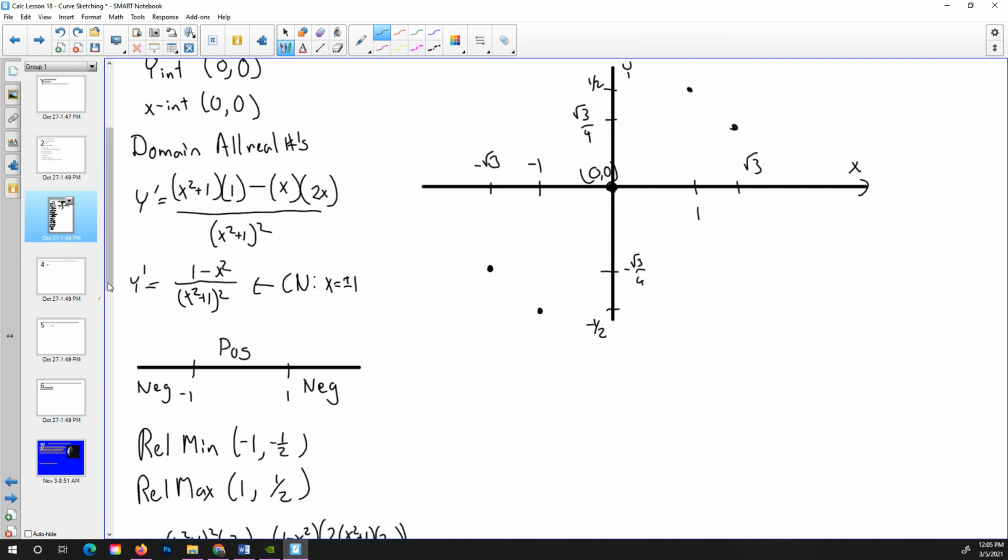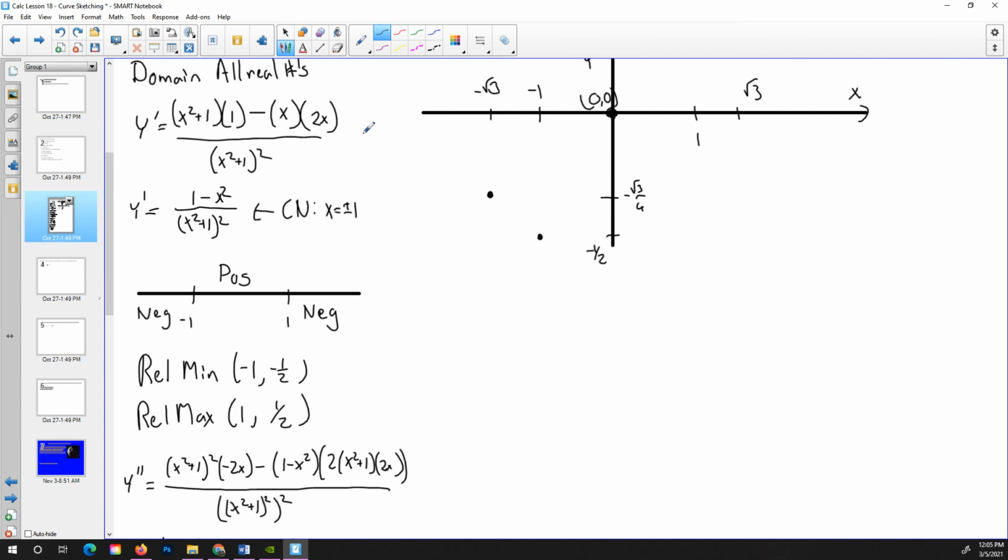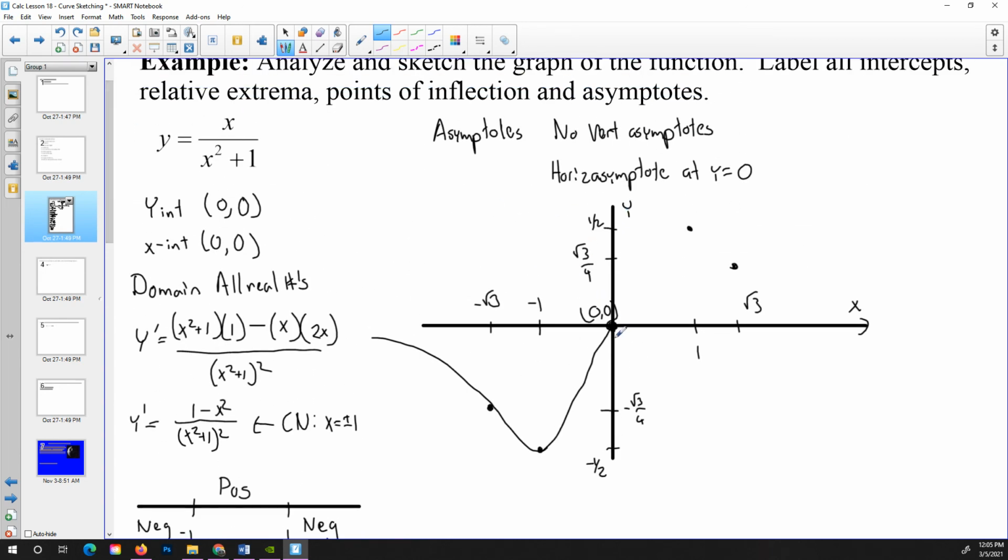And again, our horizontal asymptote is 0, so we're going to hug the x-axis until we get down to here. It's going to shrink, and then we have a relative minimum there. It's increasing from -1 back up to +1, and then it starts decreasing after that, and then we have another point of inflection where it changes its concavity.